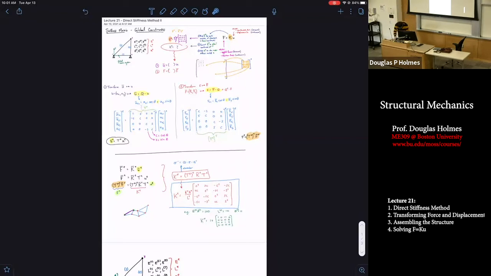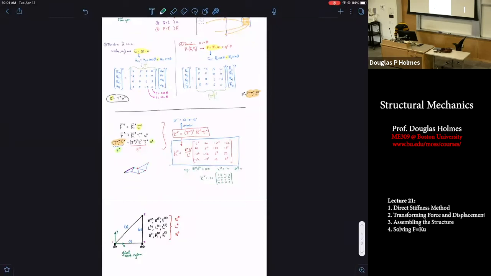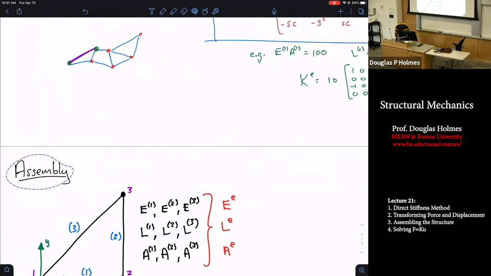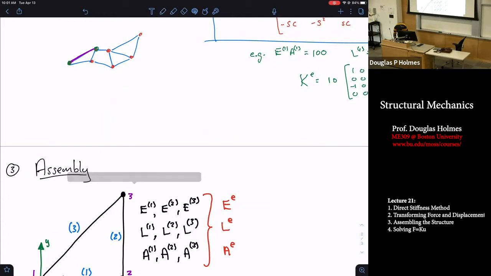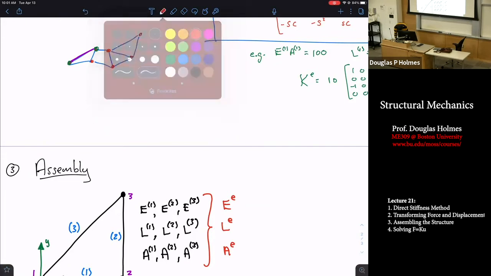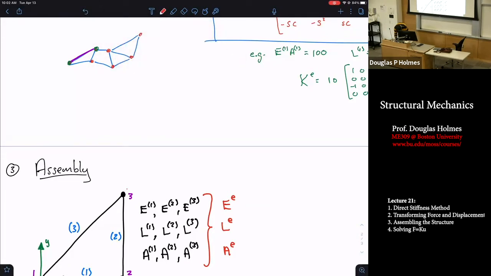So here's where we're at. We've got to reassemble things. This is step three, going back all the way to that slide the other day, which we're going to reassemble things. I never loaded this structure, so let's load this structure. So I'm going to take the same truss that we drew to motivate everything, and I'm going to apply a force. Here, I'll call it F3 because it's the force acting on joint 3.